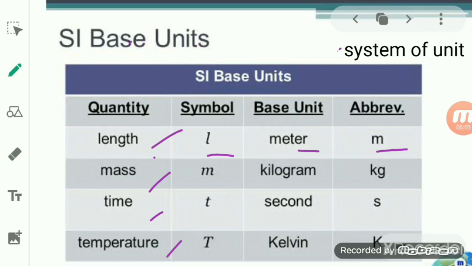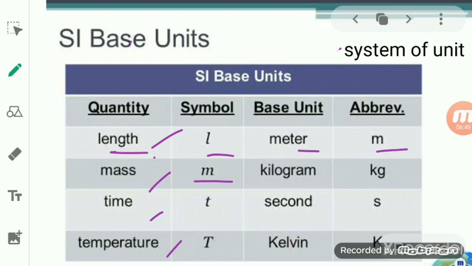So you see students, length we can measure in a centimeter also, and in a millimeter also. A lot of measuring values are there, but the standard unit to measure the length of a particular distance is the meter, which is written in abbreviated form as small m. When we talk about mass, the symbol for mass is also small m.